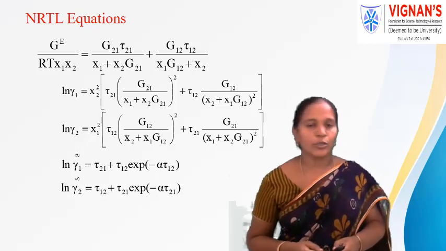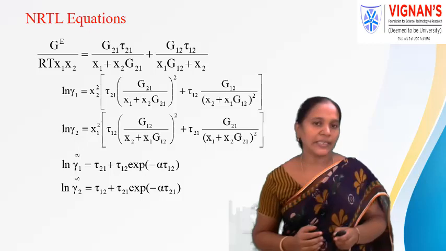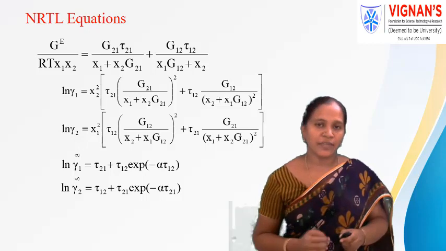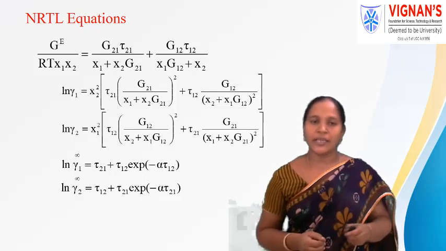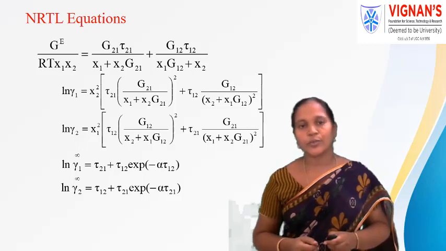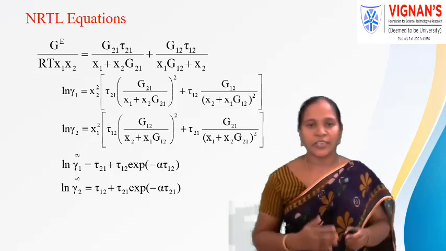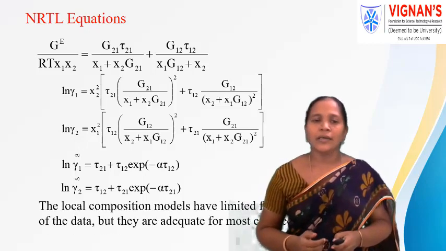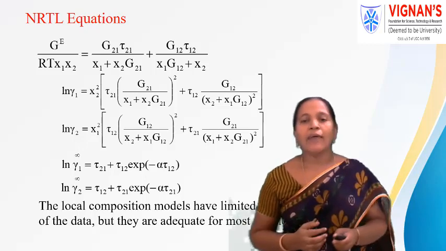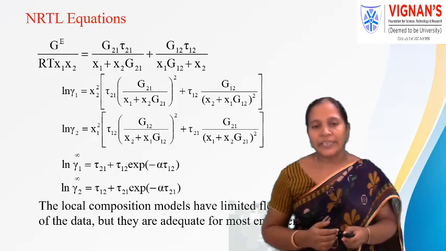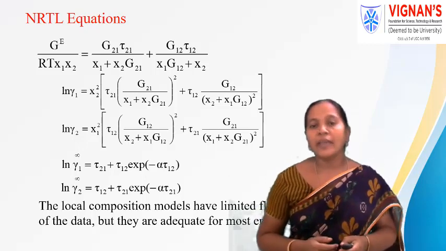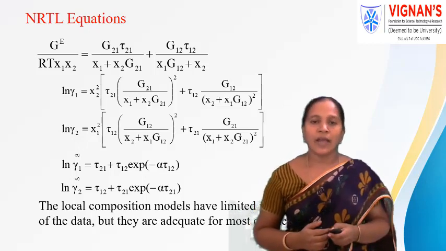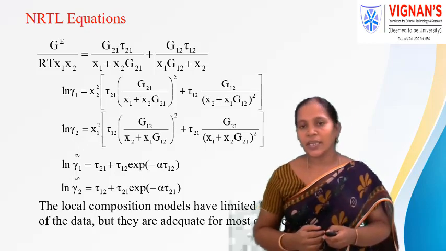For infinite dilution, ln gamma 1 infinity is equal to tau 21 plus tau 12 exponential of minus alpha tau 12. Similarly, ln gamma 2 infinity is equal to tau 12 plus tau 21 exponential of minus alpha tau 21. Here, the local composition models have limited flexibility in the fitting of the data, but they are adequate for most engineering purposes.